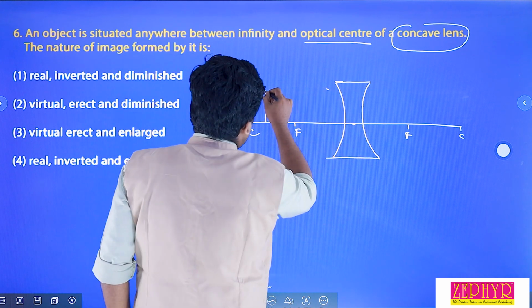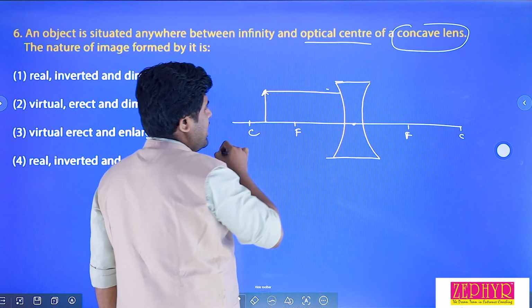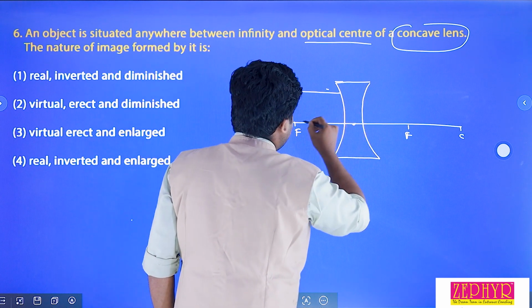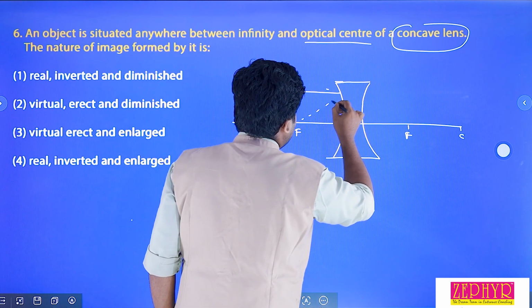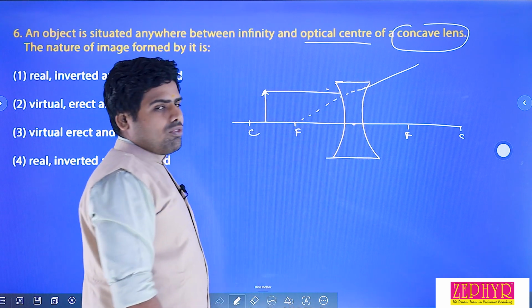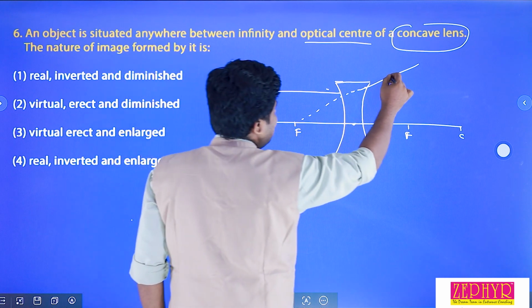Yeah. Then now the light ray is coming from the object parallel to the principal axis. See, we know this one is the path of the light ray after the refraction, right? Yes.